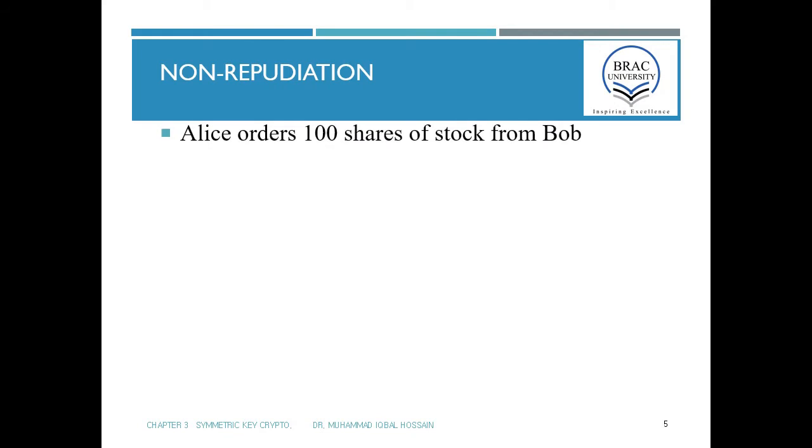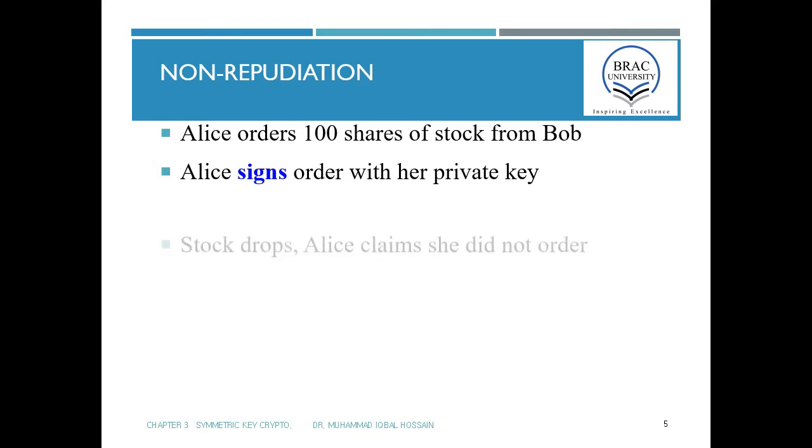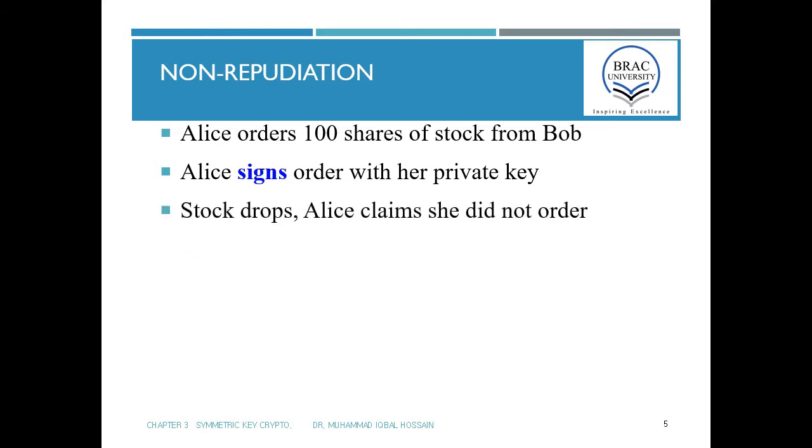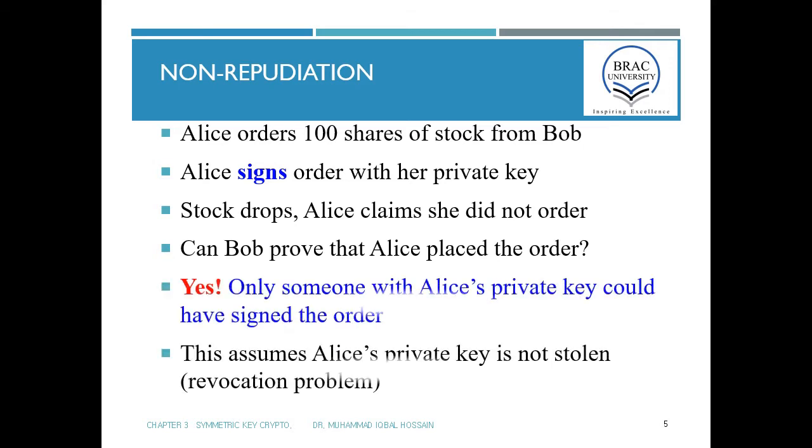Let's think about this one. The same thing, Alice orders 10 shares, but Alice signed the order with her private key. Again the share price drops and Alice claims she didn't order. Can Bob prove that Alice placed the order? Yes, of course, because Alice signed the order with her private key.